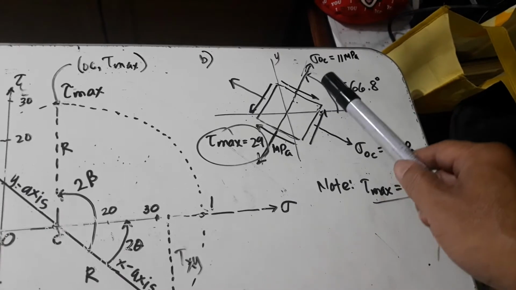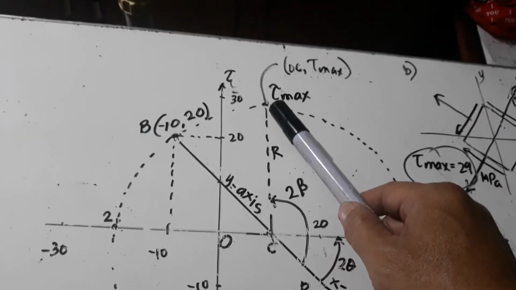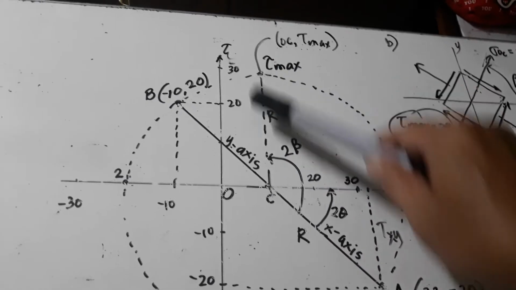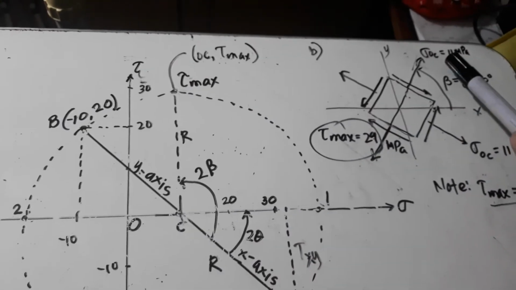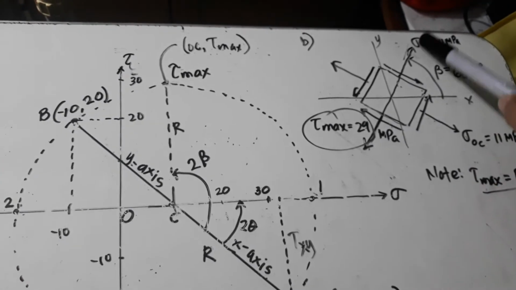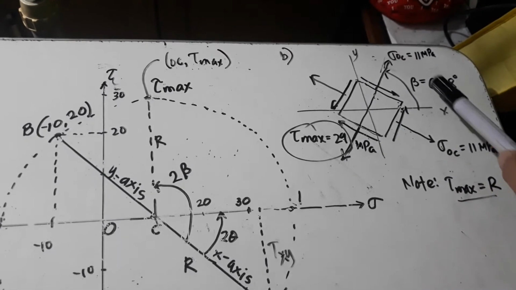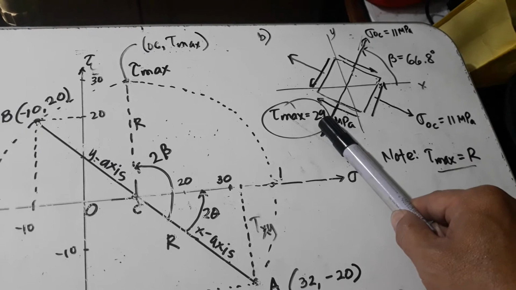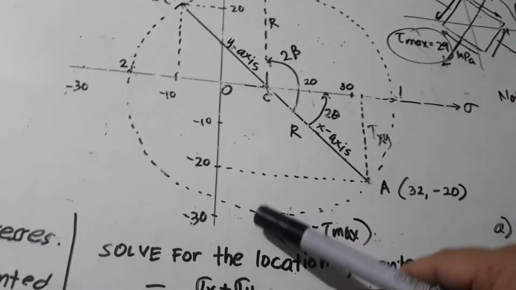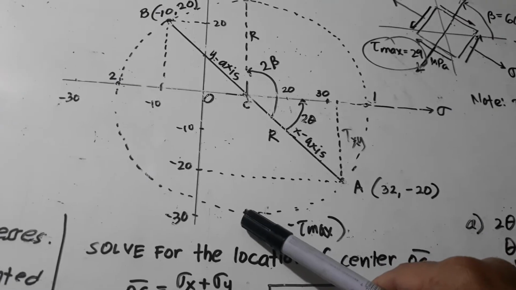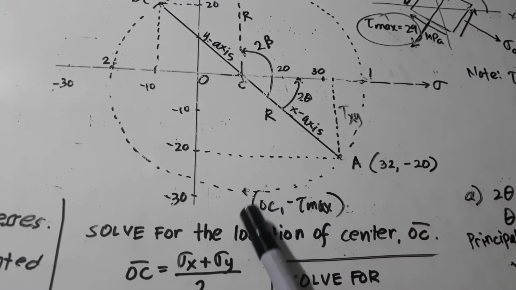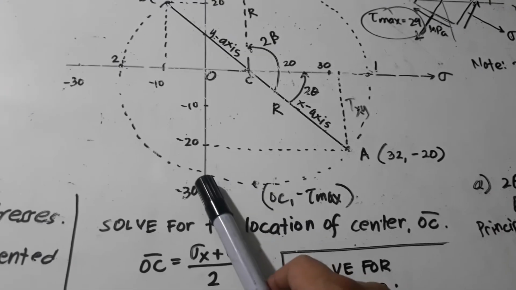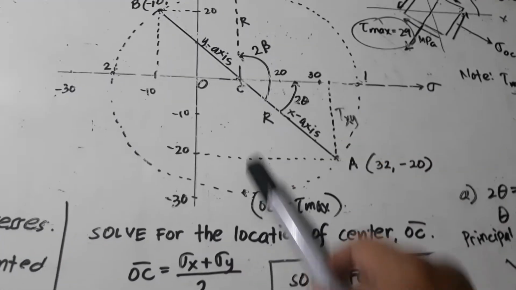For tau max, the coordinates are OC, and the tau here is tau max, which is equal to R. So the stresses along the line at 66.8 degrees are 11 megapascals with a shearing stress of 29 megapascals. On the opposite side of the circle, the bottom part of the circle, is tau maximum, also in a negative value. So the coordinates there are OC and negative tau max.